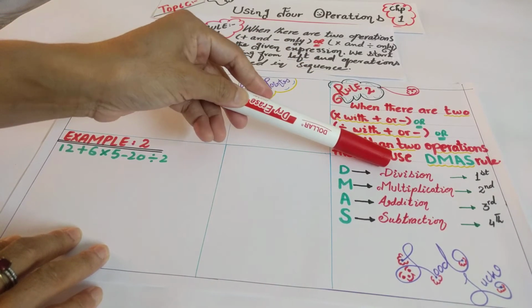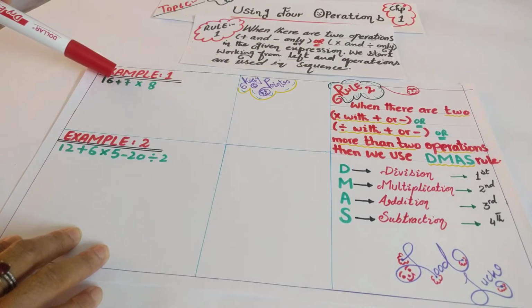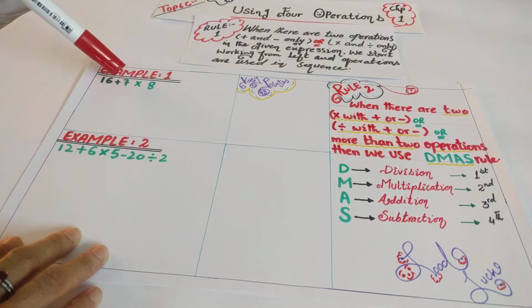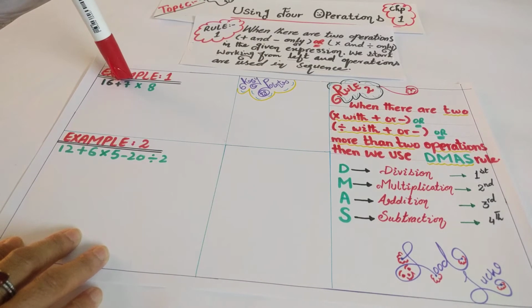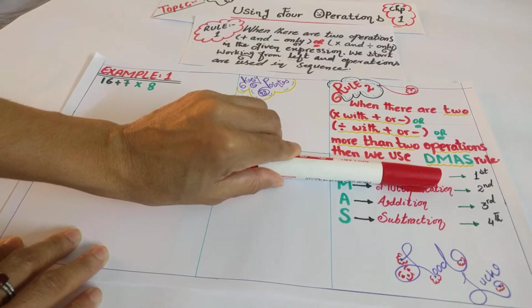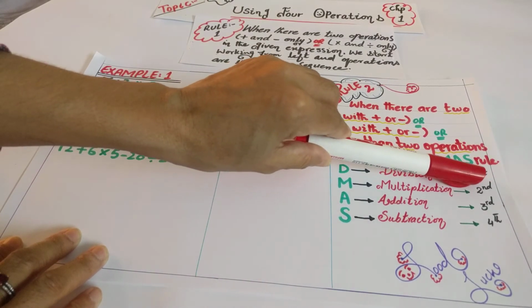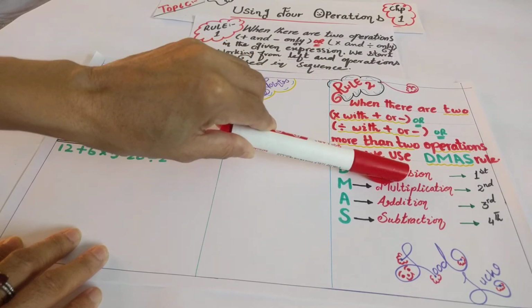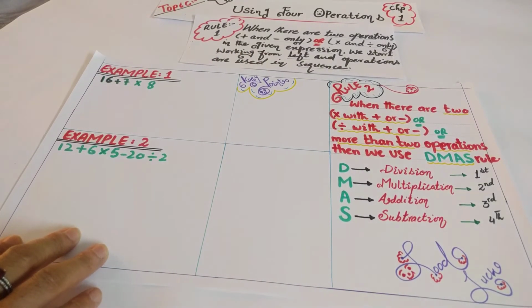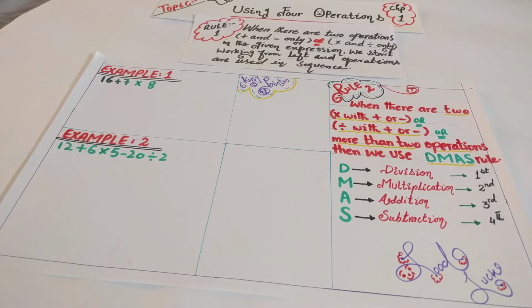first one is division. Is there any division sign in your given expression? No, there is no division sign in your given expression. Leave this one and move to the next. What is your next operation? Multiplication. Now we will check, is there any multiplication? Yes, multiplication is in your given expression. So, firstly, we will solve the multiplication.